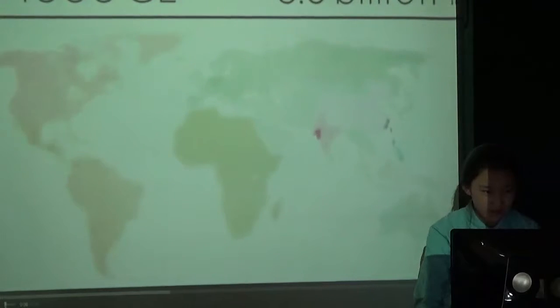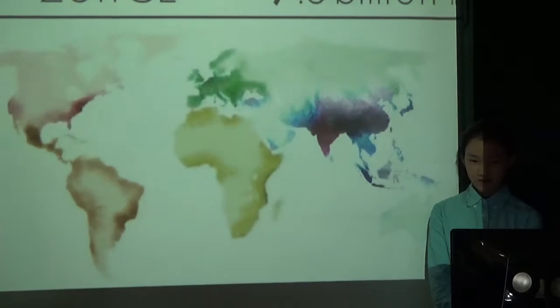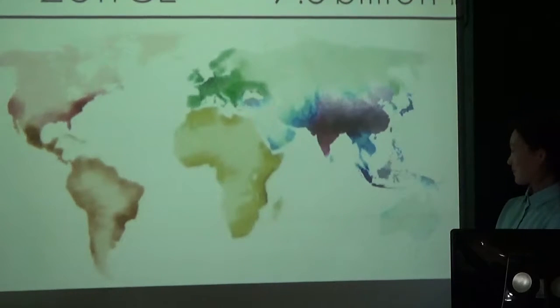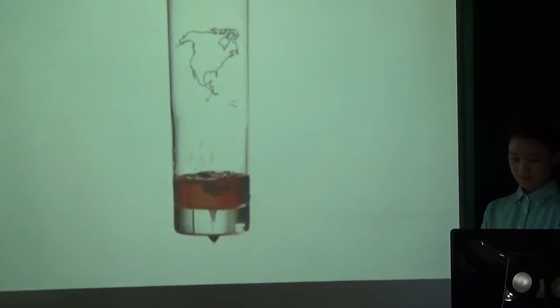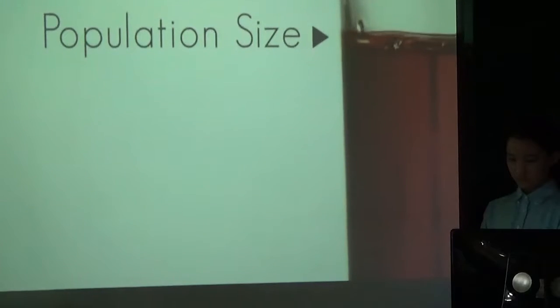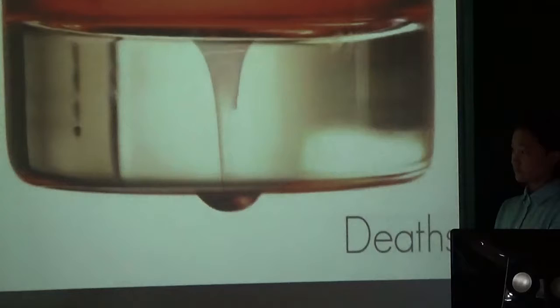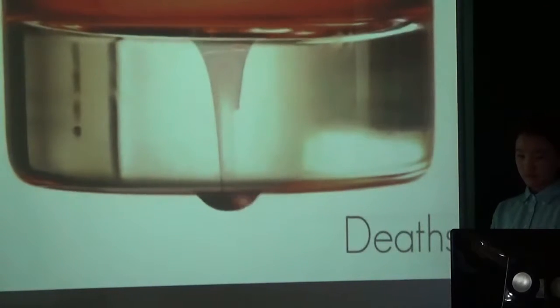A 1,000 years ago, there were only a third of a billion people, but we were multiplying. Now there's 7 billion of us. How did we grow so much, so fast? Say this glass is North America. The fuller the glass gets, the more people there are. Water drips in as people are born. Water drips out as people die.